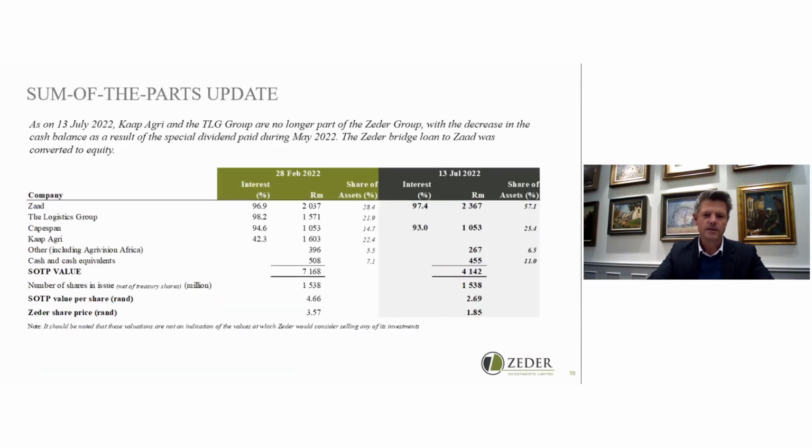In terms of some of the past update, as I mentioned, on the left-hand side is our year-end results. On the right are some of the parts as of last week. We don't revalue our investments, only at an interim and a full year basis. The reason for the increase in the ZART valuation is as a result of the Zeder bridge loan that was converted to equity. So you'll see currently, obviously, the logistics group and Kaap Agri are no longer part of our group. The logistics earn-out is under the other bucket there. It's included in that 267 million rand. So yes, you'll see we're a much smaller business, but we still have 3 very good portfolio companies.